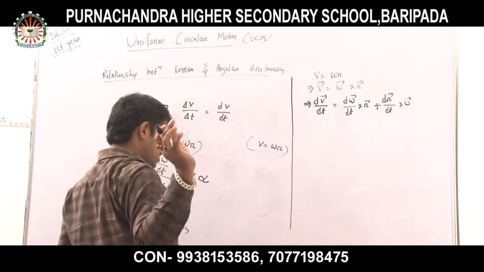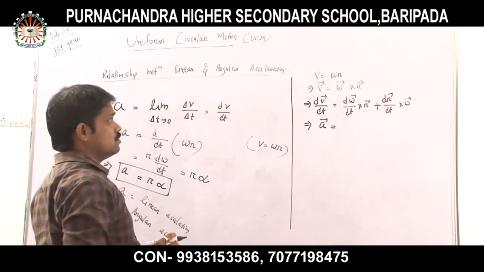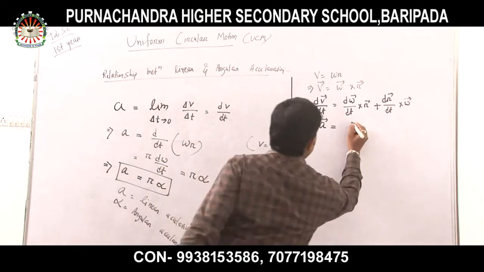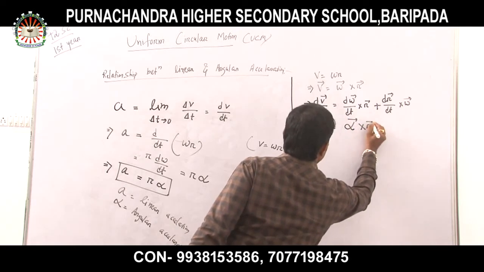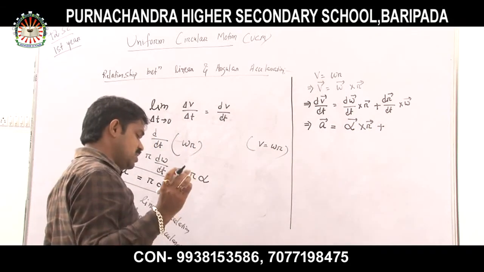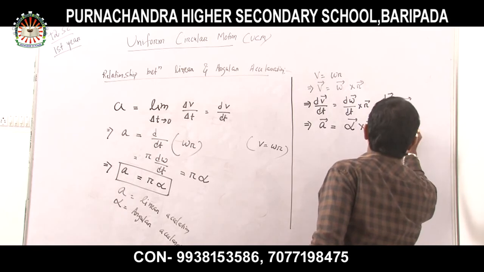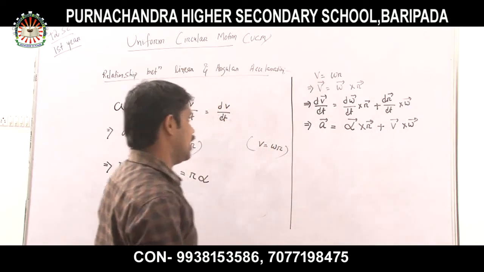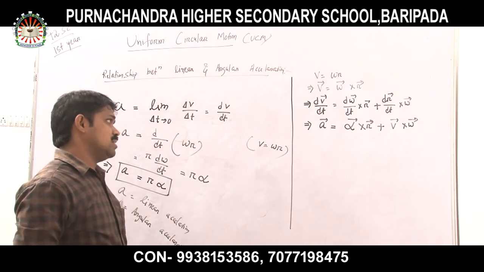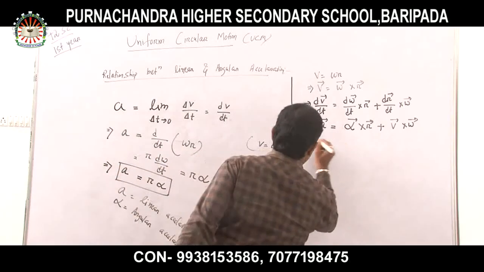Now look very carefully. dv by dt is nothing but your acceleration. d omega by dt, the rate of change of angular velocity, is nothing but your alpha, so alpha cross r, plus dr by dt, the rate of change of displacement, which is nothing but your velocity, so v cross omega. So the acceleration has two components: one is alpha cross r, another one is v cross omega. Clear, all of you?